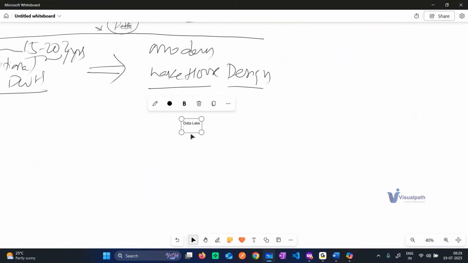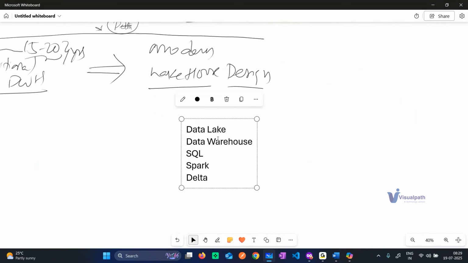You should expect data warehouse. You should expect SQL programming. You should expect Spark programming. You should expect Delta capability, and so on. There are many other things. Let's not go into the details of this. But for now, at a very high level, these are the resources that I need.